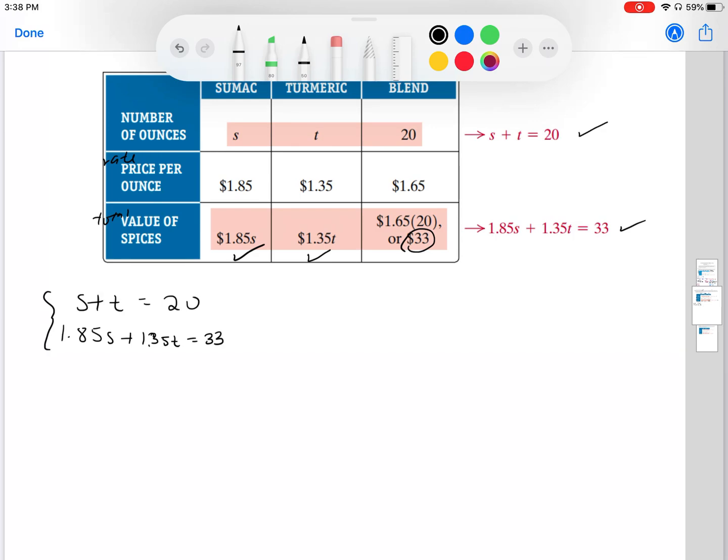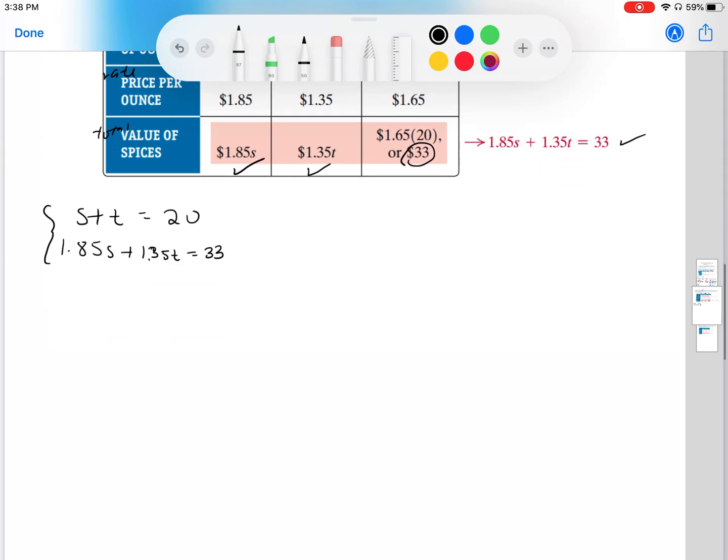Let's go ahead and solve. So like before, let's get rid of our decimals. Let's multiply everything by 100, and that moves our decimals over twice, so that we have 185S plus 135T is equal to 3300. And our equation above, well, that's fine. That one stays the same.